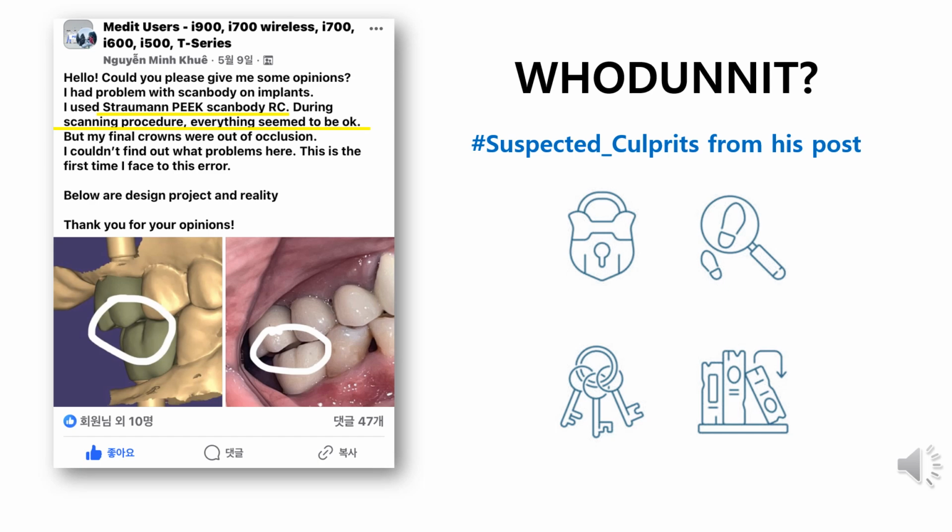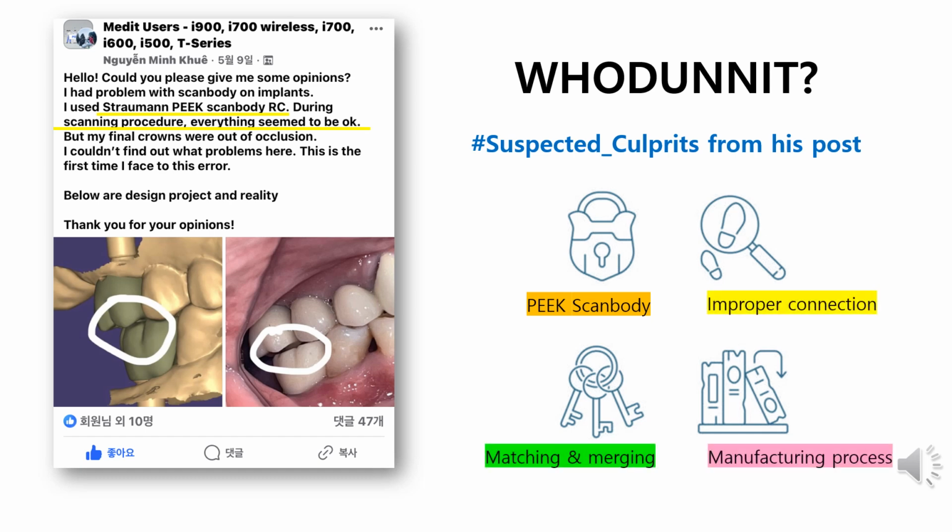Just like a detective looking for clues, let's look for a list of suspected culprits in the questioner's post. The most likely suspect is always the scan body. A PEEK scan body was used during the scanning process in this case. The job of the scan body is to transfer positional relationship data from the mouth to a data file, during which time there are opportunities for various errors to occur.